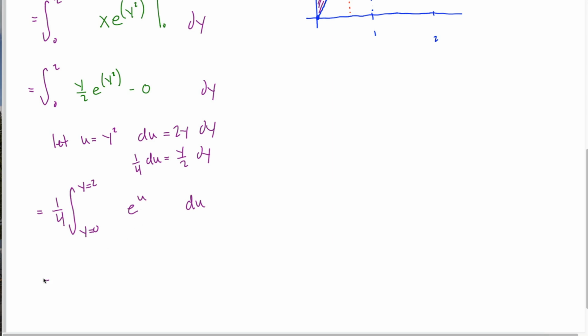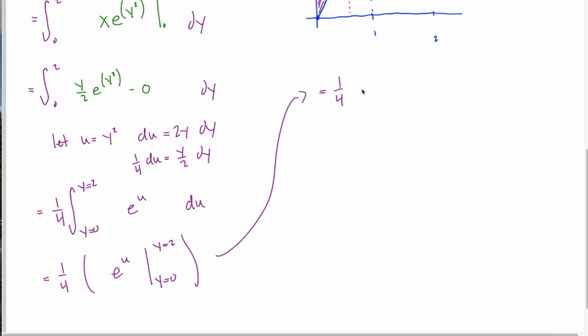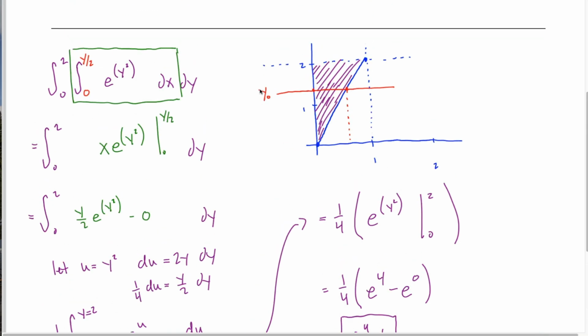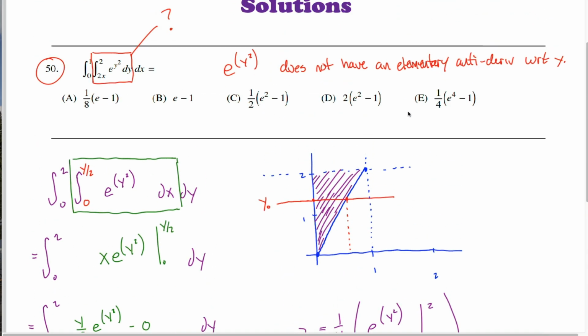This is my favorite integral to evaluate. I don't know if that's really true, but I can pretend because the antiderivative of e to the u is just e to the u. So all I got to do is evaluate e to the u from y equals 0 to y equals 2. I'll switch my variable back to y, so I get 1/4 e raised up to the y squared power. Evaluate it from 0 to 2, I get 1/4 times e to the 4th minus e to the 0 power, but e to the 0 power is just 1, so I get (e to the 4th minus 1) over 4. Come up here and look at your answers. It looks like that is answer E.